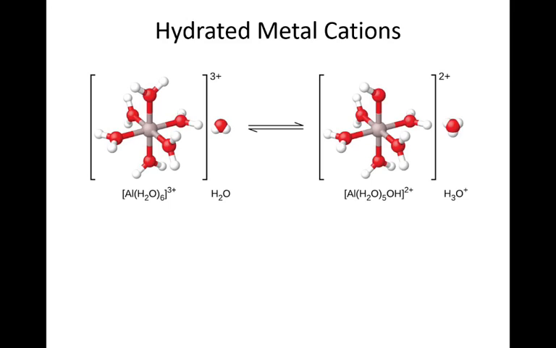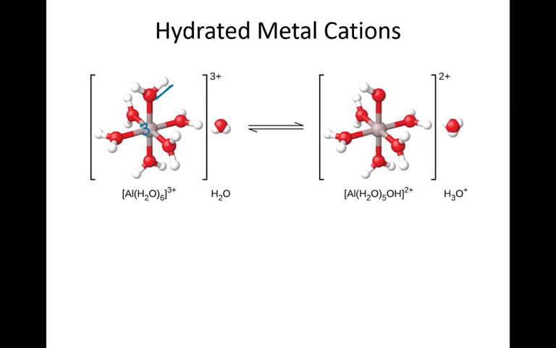So, hydrated metal cations. When we dissolve a transition metal, or in this case aluminum, in water, the water molecules interact with the aluminum. They sort of surround it, and about 6 water molecules is about the number that will fit. We'll talk more about how this is actually a Lewis acid-base interaction.